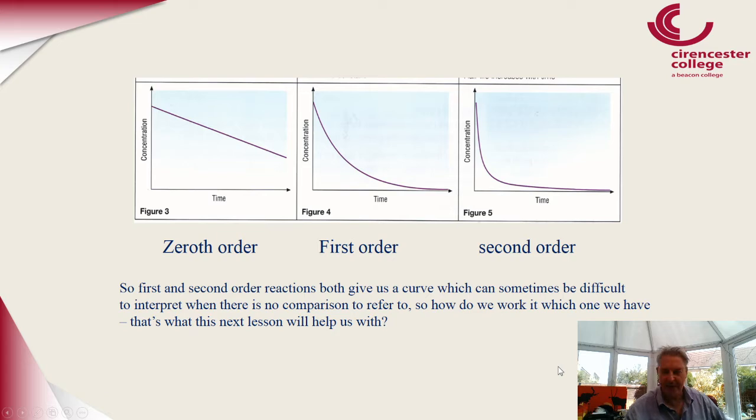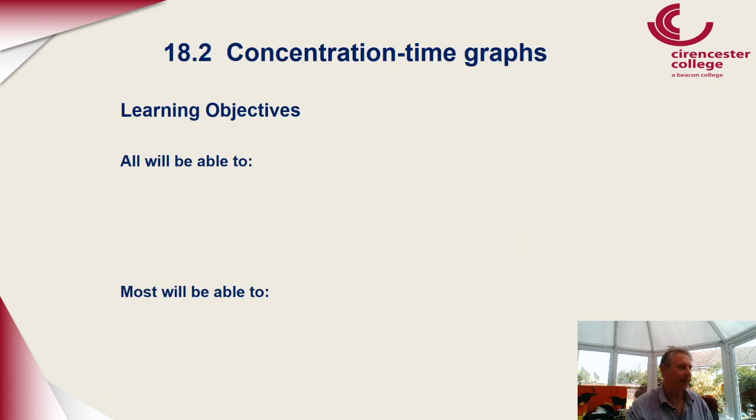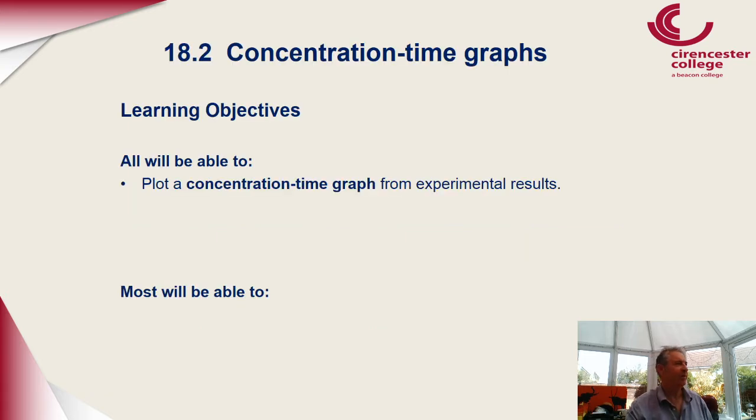So the issue is, how do you tell the difference between a first and second order? You can see those ones are nice and clear, but sometimes they're not quite so clear. So these are our learning objectives.